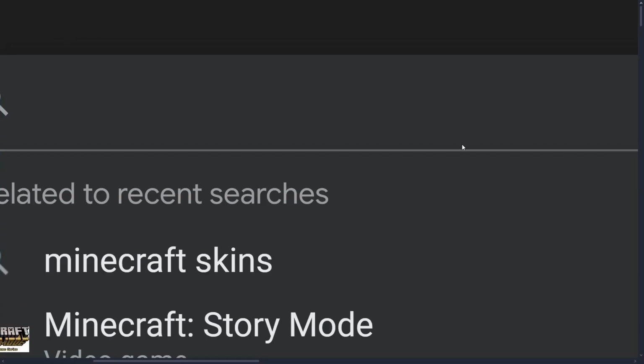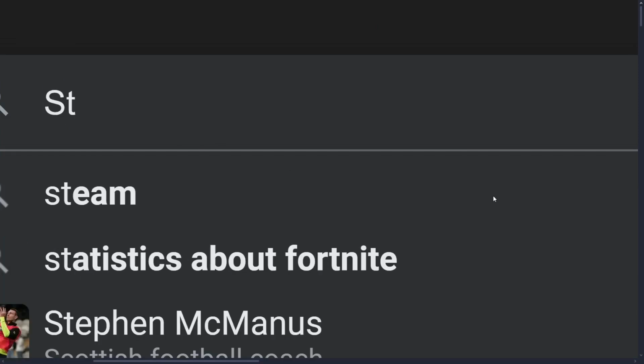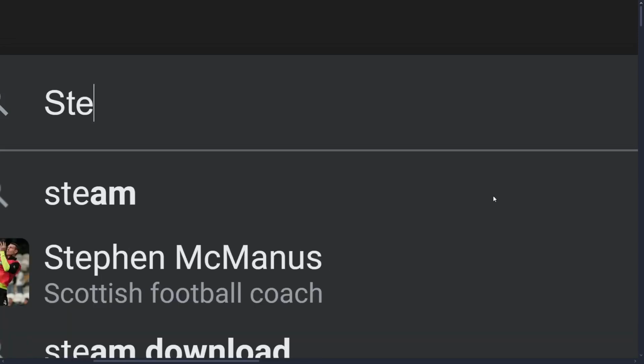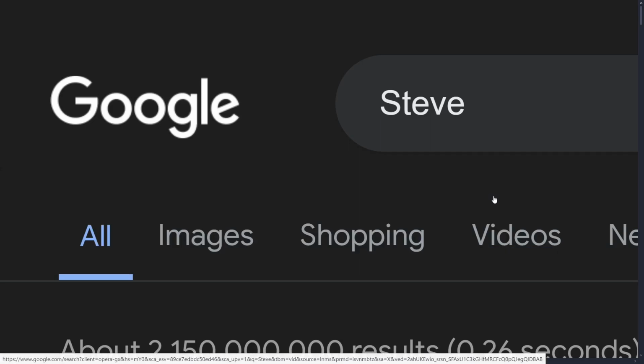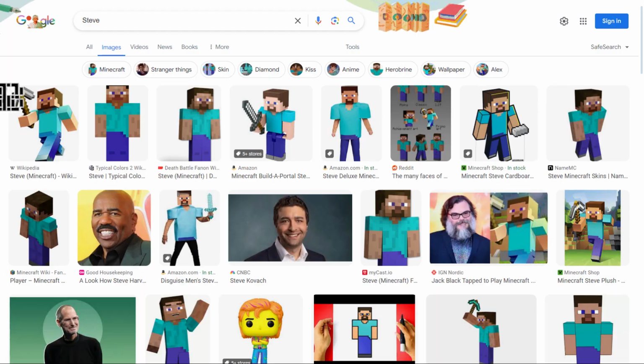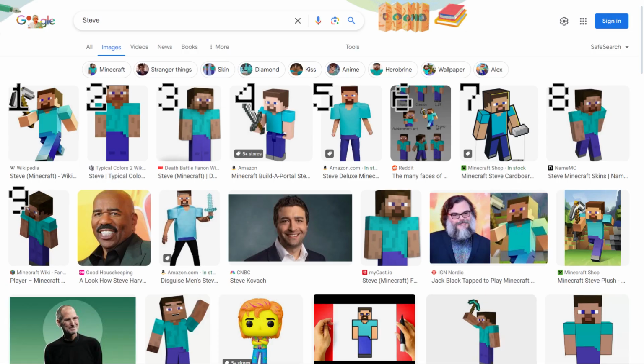How this is gonna work is that for every mob that uses a real word as their name, I'm going to search that word up on Google Images, and they're gonna get a point for how many times they show up before a non-Minecraft related image comes. For example, there are 9 images of Minecraft Steve before we get an image of Steve Harvey, so Steve would get 9 points.